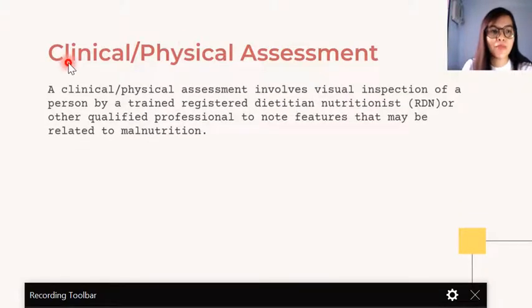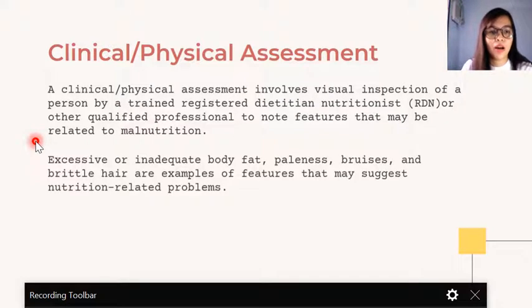So, what is a physical or a clinical assessment? A clinical or physical assessment involves visual inspection of a person by a trained registered dietitian, nutritionist, or other qualified professional to note measures that may be related to malnutrition. Excessive or inadequate body fat, paleness, bruises, and brittle hair are examples of features that may suggest nutrition-related problems. If you can observe this, it will urge you to explore further or to assess further.